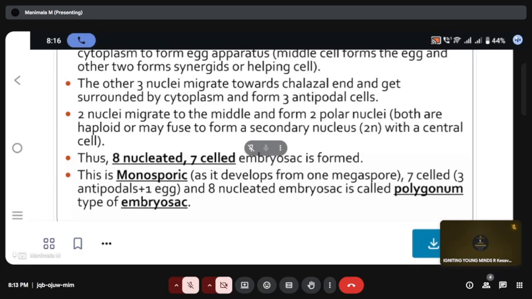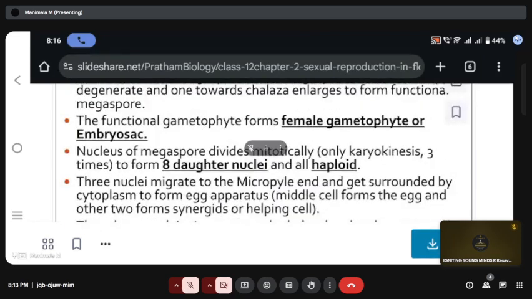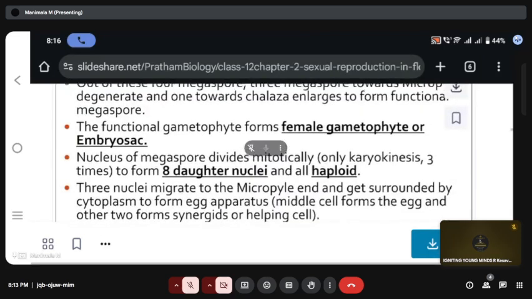Okay, so this is monosporic, since it has developed from one megaspore. So it is called monosporic, 7 celled, with 3 antipodals, 1 egg cell, and it is an 8 nucleated embryo sac, called the polygonum type of embryo sac. So this is about the development of the female gametophyte from the megaspore mother cell.